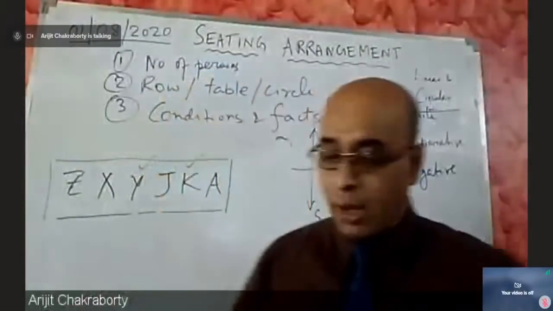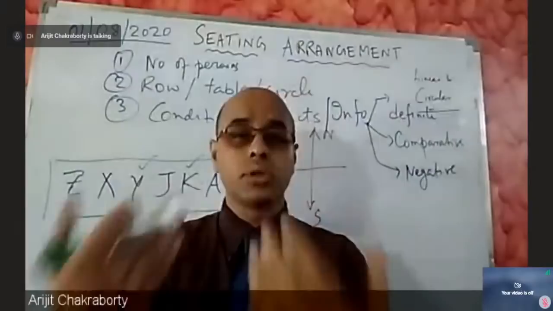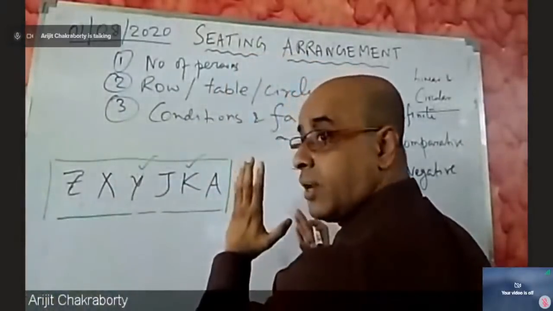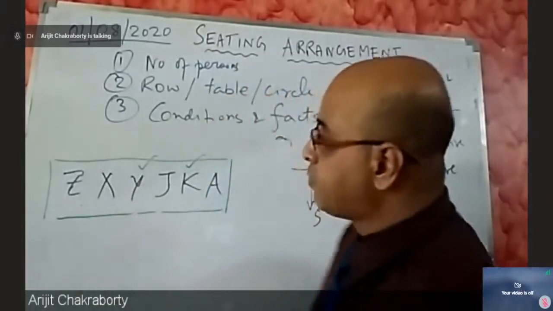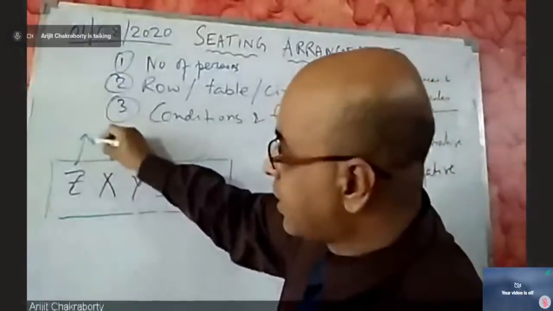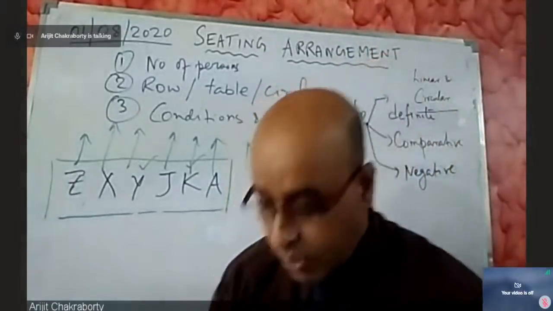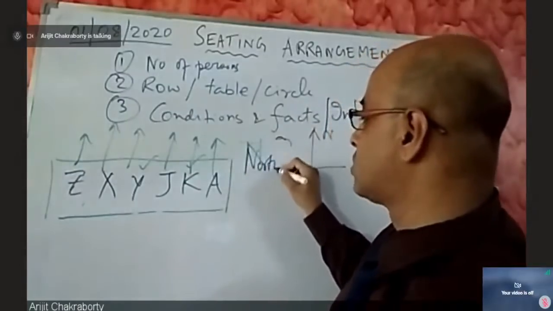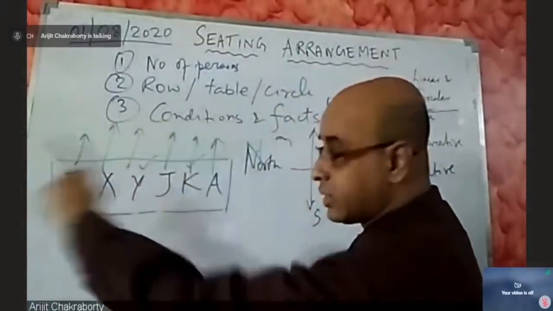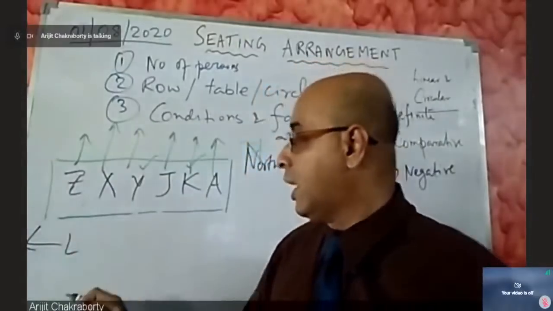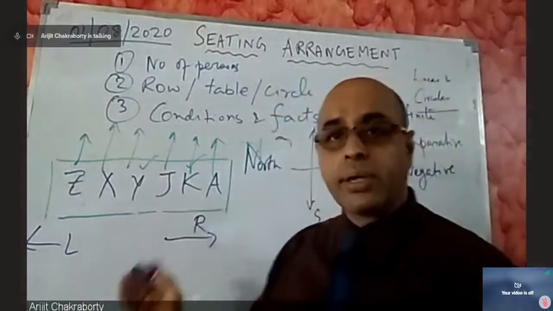Now, of course, when the direction of the face is not given, whether I am facing towards you or I am facing this direction, it is not given. In that case, we assume that people are seated like this with their faces towards the north. So you have to assume that in this condition, they are facing towards the north. That means the left hand side is this side, so I am writing L here, and this side is the right hand side, R.